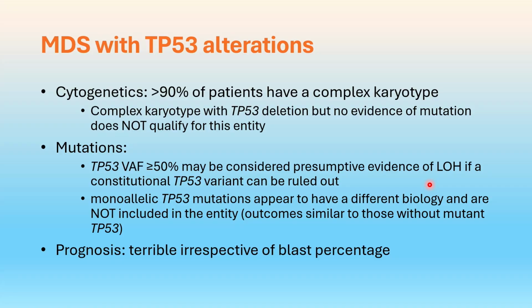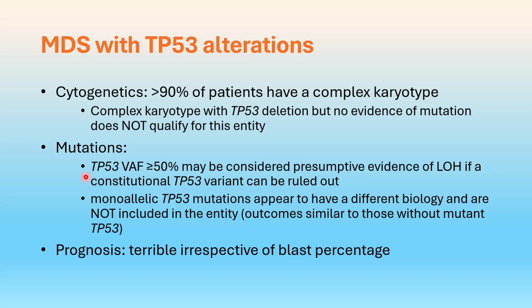Something that's really helpful is that these are really bad cases. These patients have a bad disease. So the vast majority of patients are going to have a complex karyotype. So if you have your immunostain, and if you have dysplasia, and if you have a cytogenetics with complex karyotype, that's a pretty good sign that it may be this entity. Now the opposite is not true. Say you have someone with complex karyotype with p53 deletion, that does not mean that the patient has MDS with p53 mutation, because you still need to look at the mutations.